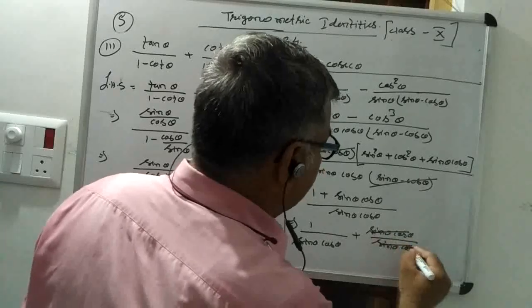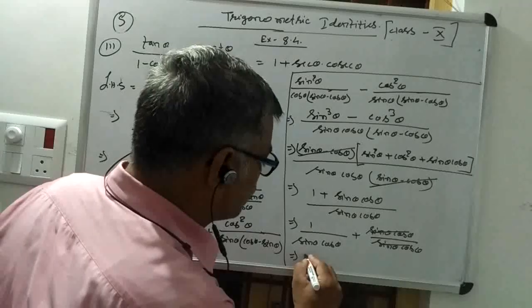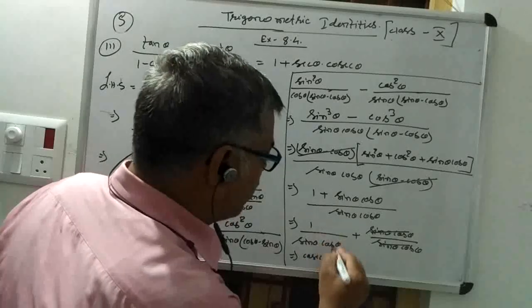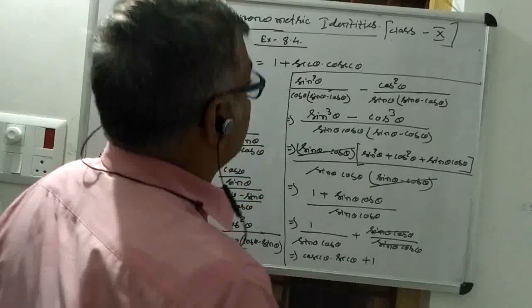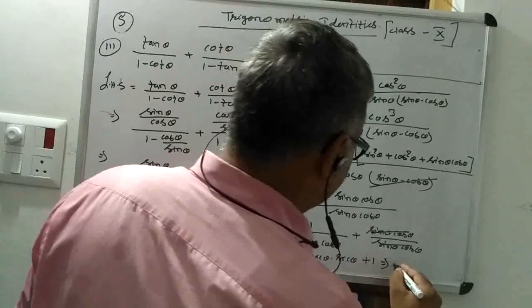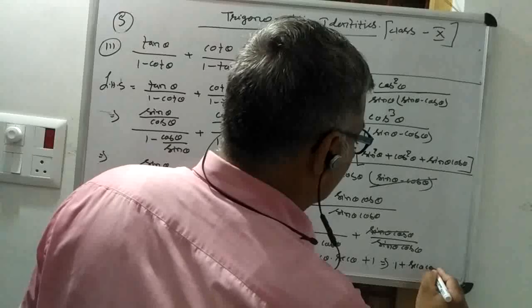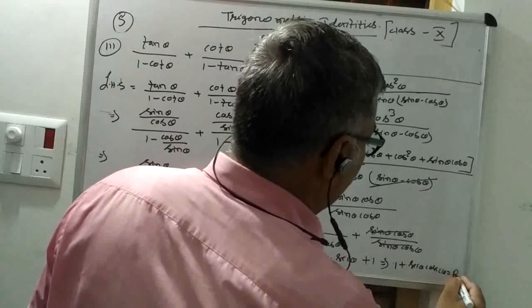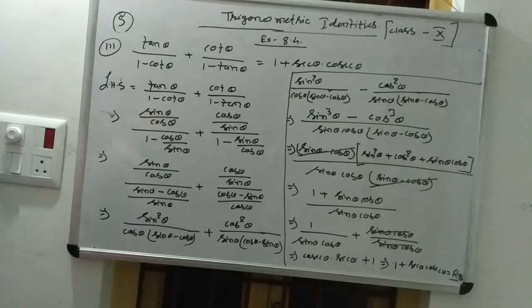So this will get cancelled and you can write 1 by sin theta as cosec theta and 1 by cos theta as sec theta, and plus 1. So I think this was your RHS part. You can arrange it like this also: 1 plus sec theta cosec theta equals RHS. In this way, you can solve this identity.